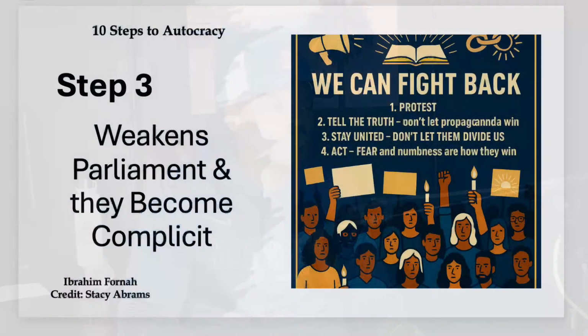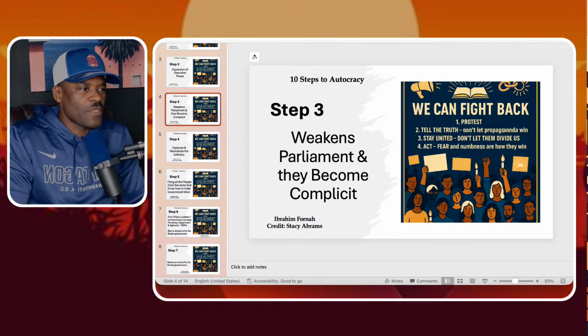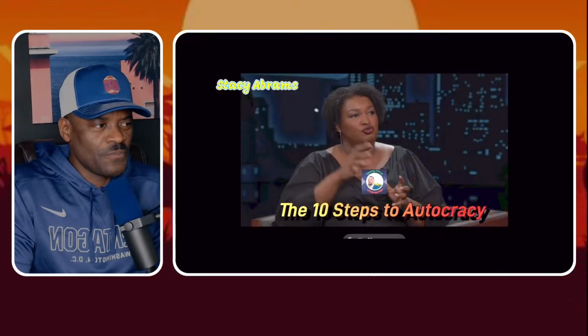But just so you know, you have an idea of what I'm talking about as it relates to Parliament being neutered as point number three, on the steps to weakening, becoming a dictatorship or an autocracy, right? Weakens Parliament and they become complicit. So we saw them removing 10 members of Parliament, and that was the beginning and the demise of democracy. So if we go back to Stacey Abrams on this video, let's listen to this.